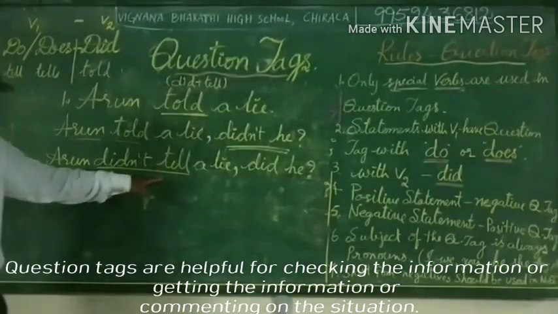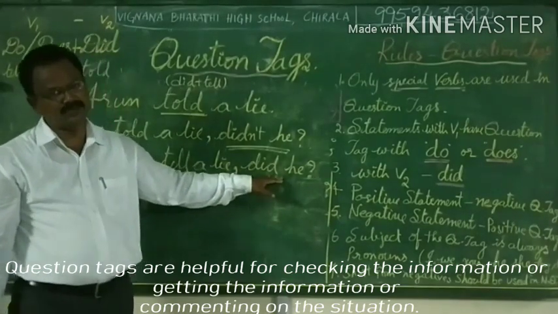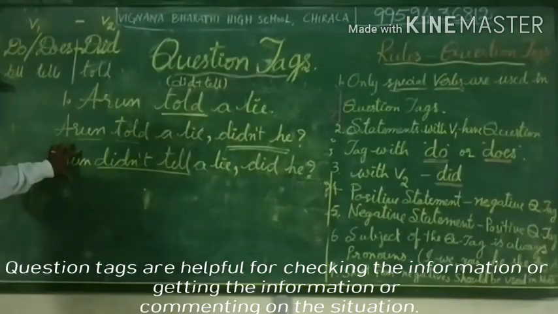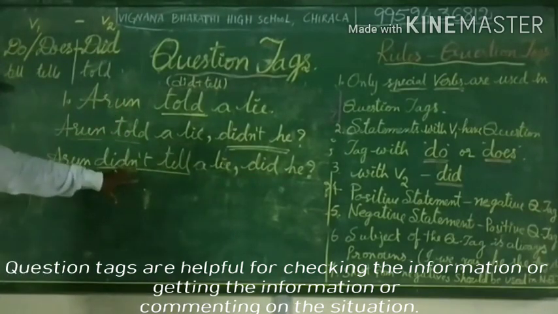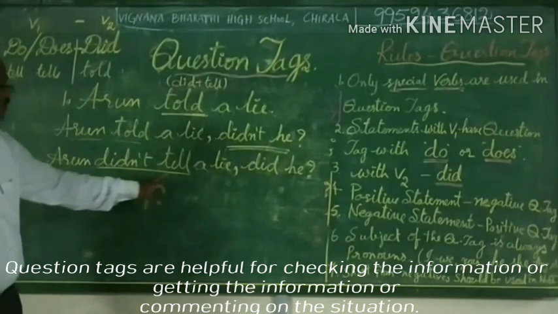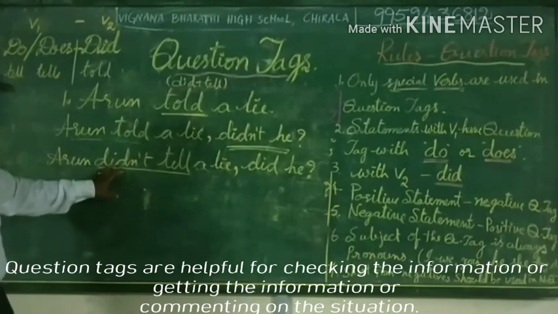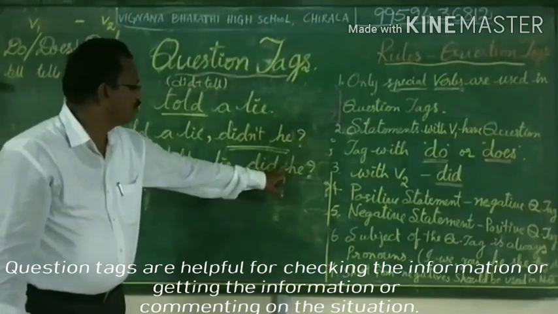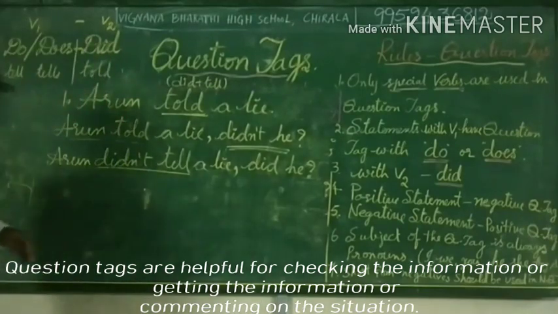Because for a negative statement, we do not write a negative question tag. We write only a positive question tag. Arun is a boy, we wrote he here. Already the verb is in the past tense. That is why we found here didn't tell, did not. So for a negative statement, only the special verb, we do not write not here. Did he? Arun did not tell a lie.